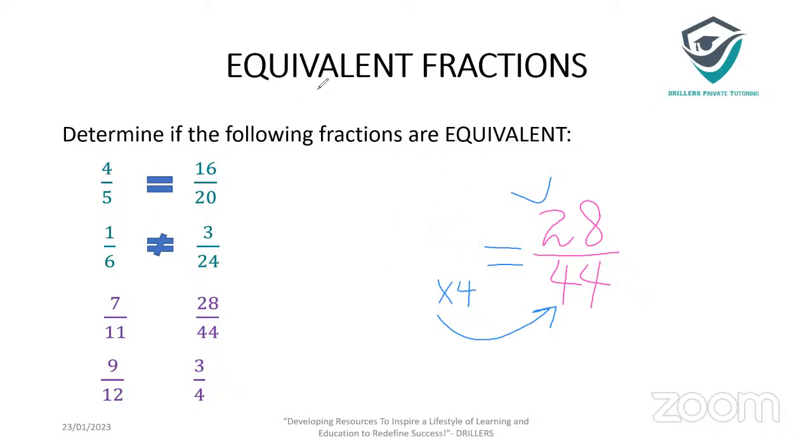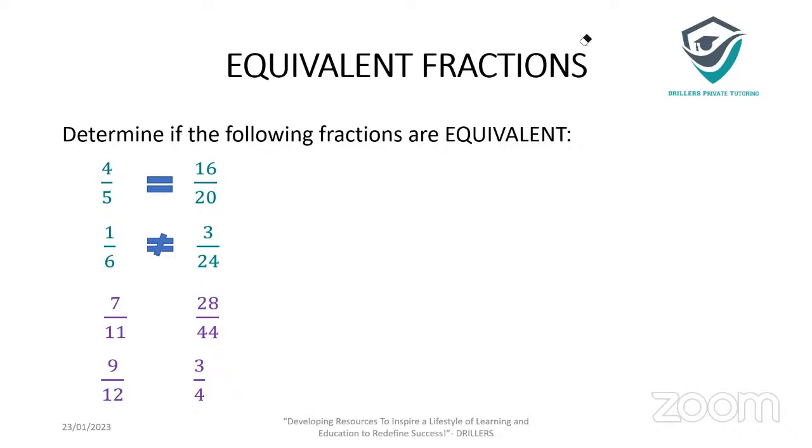So based on the two methods, you can determine which one is easier for you. Those are just two ways to find out if fractions are equivalent. So 7/11 is equal to 28 over 44.